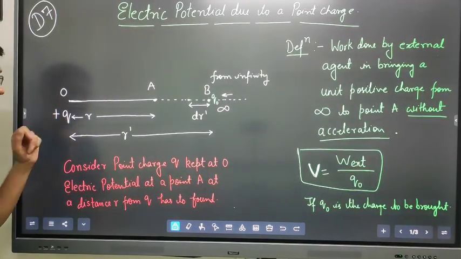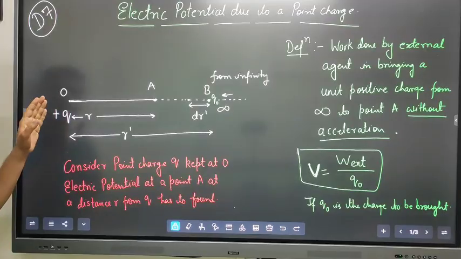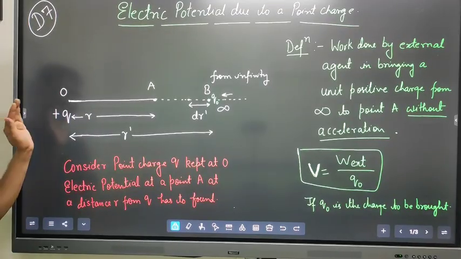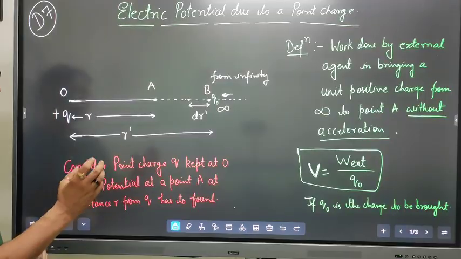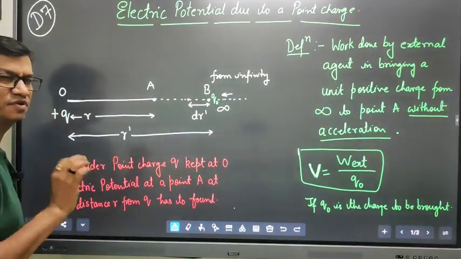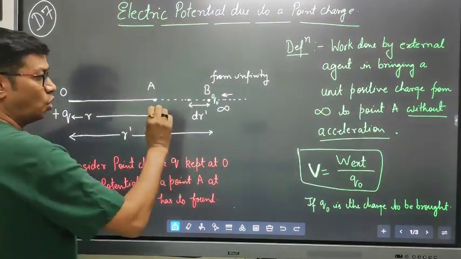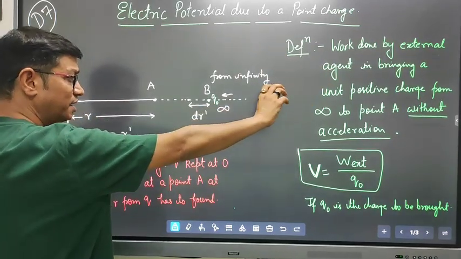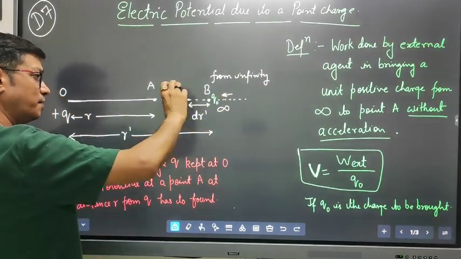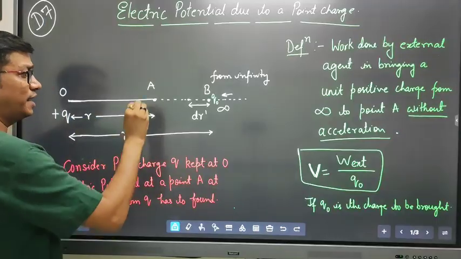There is a positive charge plus Q which is kept at a point O, and this is fixed here. Okay, and we have another charge, a small charge Q naught, which we are bringing from very far, from infinity, slowly to a point A.